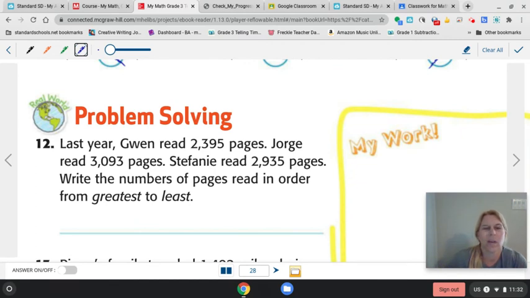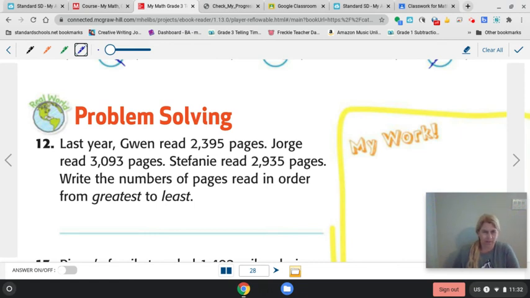And let's just look at these word problems. Last year, Gwen read 2,395 pages. George read 3,093 pages. Stephanie read 2,935 pages. Write the numbers of the pages read in order from greatest to least. So this is going from your biggest number to your smallest number. So when we think about that, you can use your place value chart right now and go ahead and write your 3 numbers down. Pause it and let's see, what's the biggest?